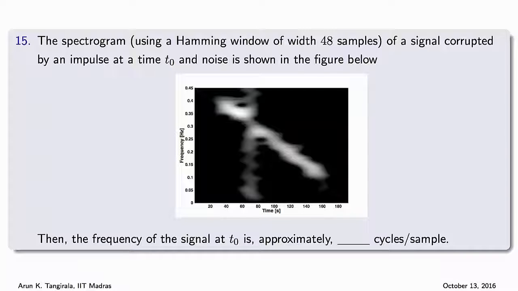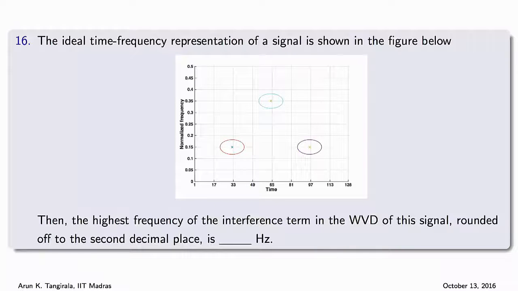So, we walk up along the frequency axis at time t naught where the impulse has occurred and realize that the frequency is approximately 0.3 hertz. Remember, on the y axis the units are hertz, and that is what is being asked. So, be careful with the units, sometimes questions can be a bit tricky. Okay. All right. So, that is it, and then now we move on to the 16th question.